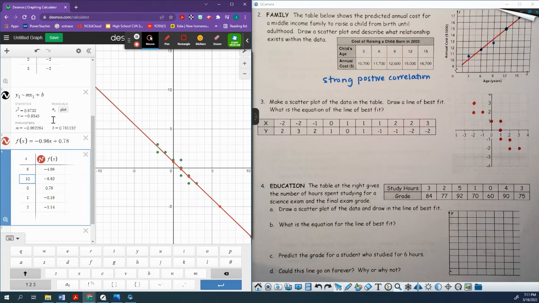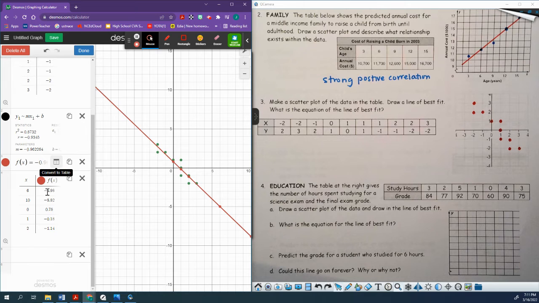So again, you're going to type this in, hit your gear. It'll give you the option to get a table, click the table, and then you've gotten it right here. And it will take whatever numbers you have in your table and show them as red dots right here. It'll graph them for you. So that's the perk of Desmos.